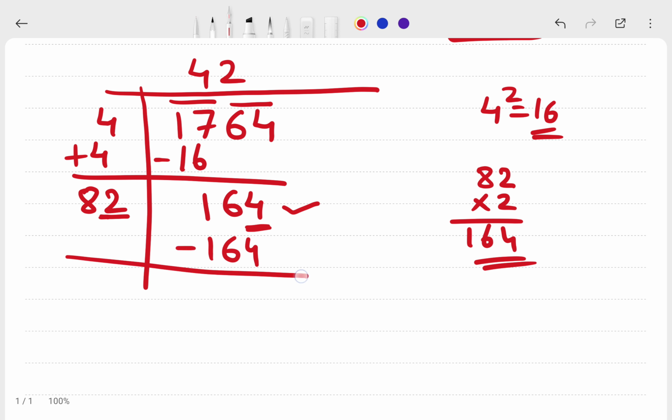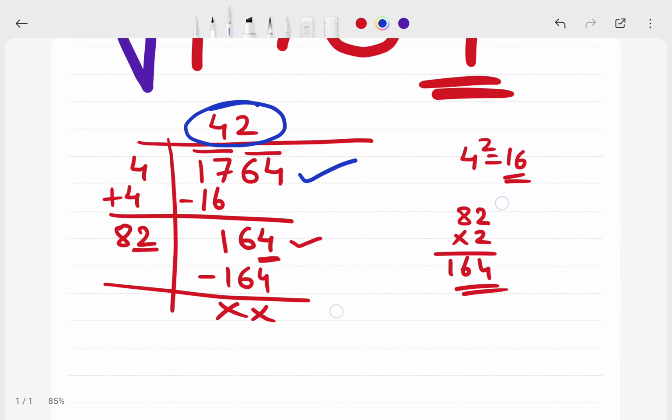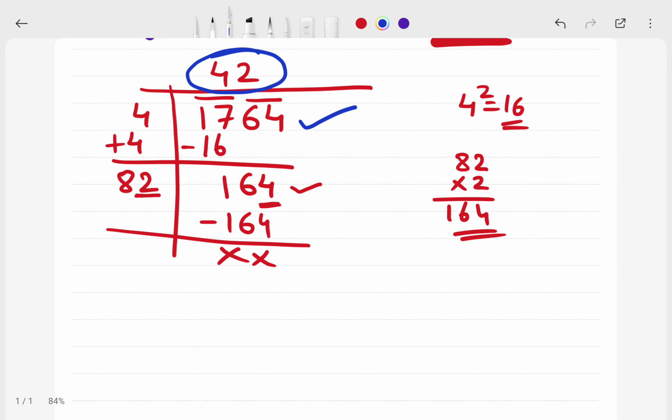After subtracting, we will get nothing. So finally we got the square root of 1764 by long division method, and that is 42. Now we will check this out by finding the square of 42.